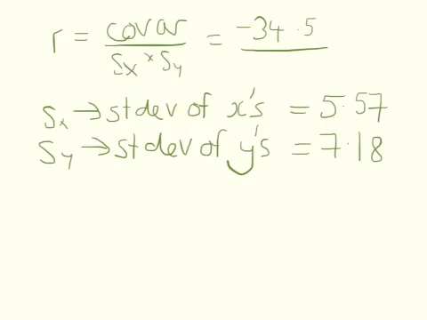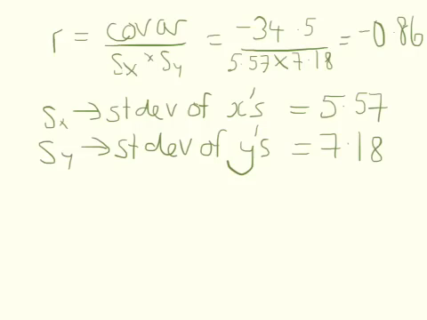So if you've got those values, you can of course substitute them in. We just divide our covariance by the standard deviation of the x's multiplied by the standard deviation of the y's. Put all of that into your calculator, and we end up with negative 0.86.